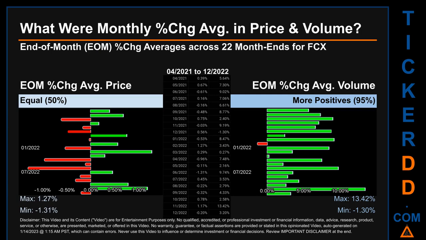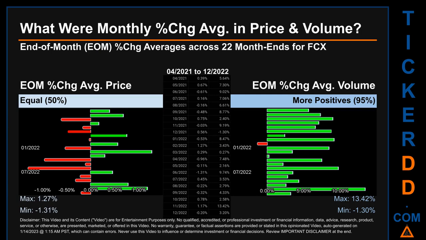From 04/2021 to 12/2020, there was an equal split of monthly percentage change in price across 22 month ends. In terms of volume, 21 out of 22 month ends had a positive percentage change. That is, 95% of month ends saw a positive percentage change in average volume.